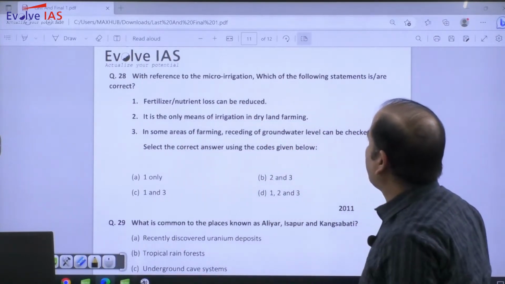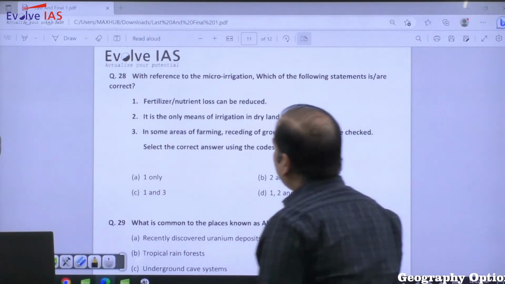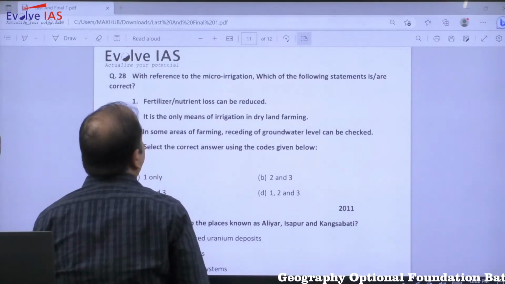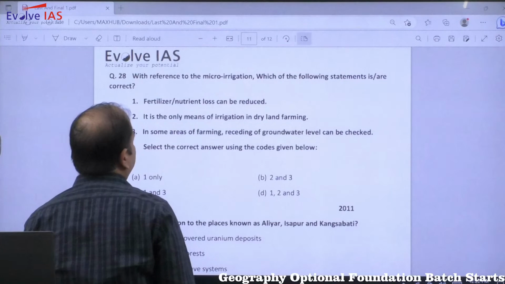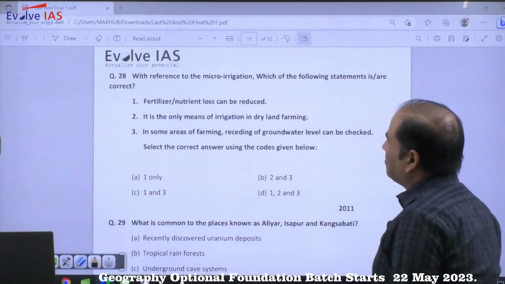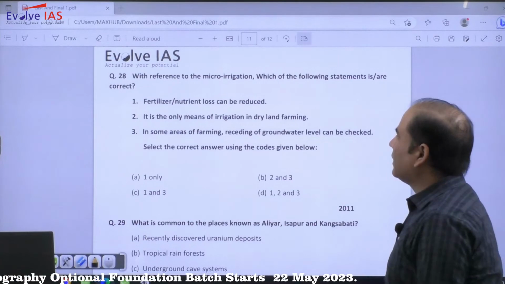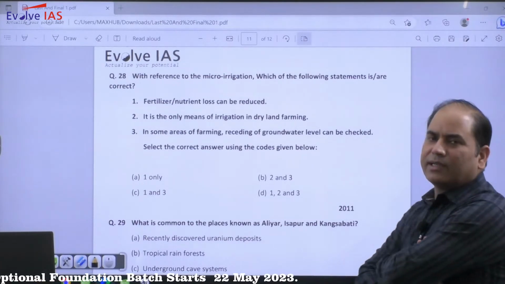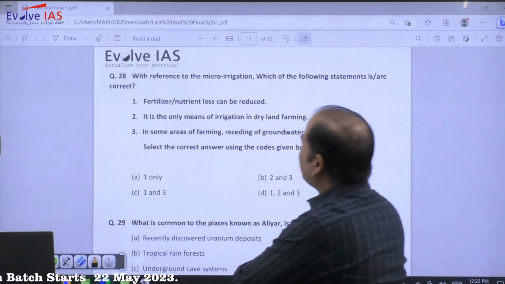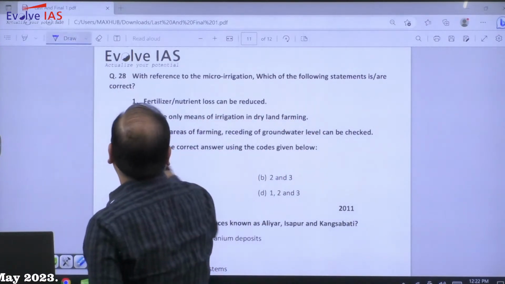Moving to the next question. With reference to micro irrigation, which of the following statements are correct? Fertilizer nutrient loss can be reduced. It is the only means of irrigation in dry land area. First of all, you need to understand that in dry land area, it is not that only micro irrigation is used. As far as micro irrigation is concerned, we have drip irrigation, then we have sprinkler. So that statement is incorrect. It is the only means of irrigation in dry land farming.